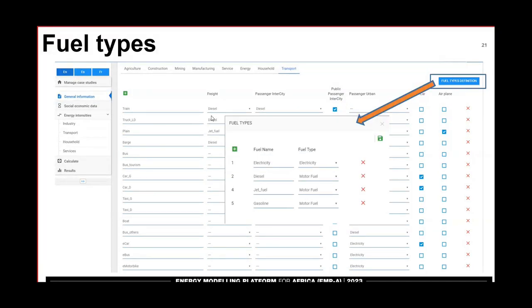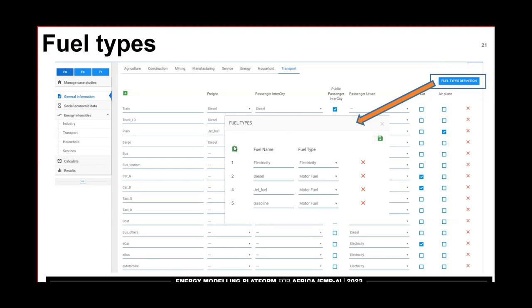And after that, where are those fuels coming from? You are still the one going to define the fuels that will be considered in the model. And these fuels are defined by clicking on the fuel definition button that we have on the right corner here. So when you click there, you will have another sheet appearing like the one that we have here.